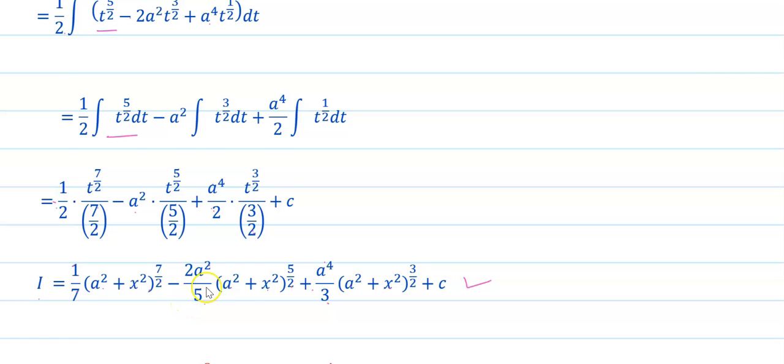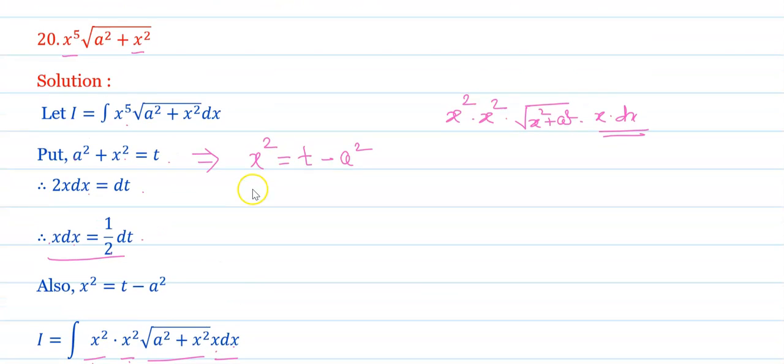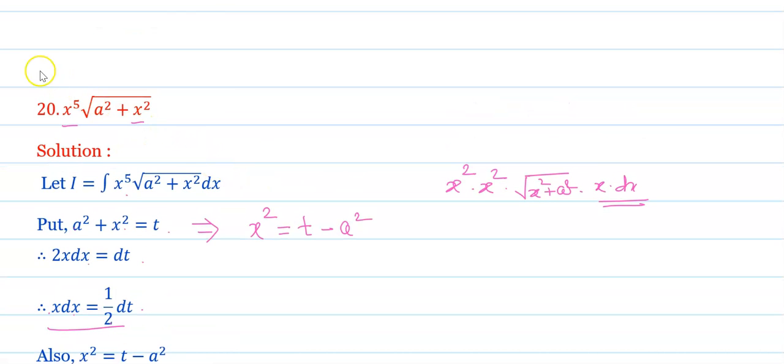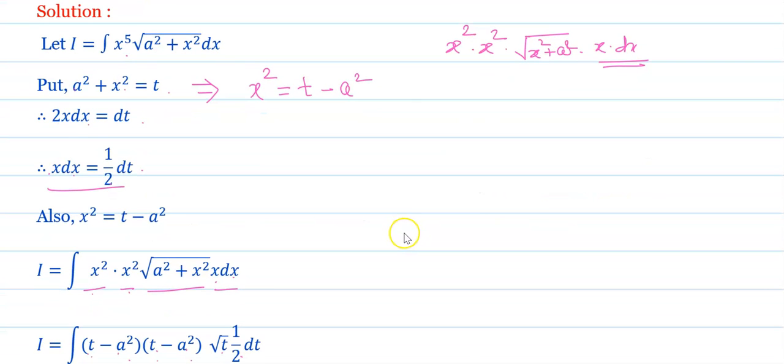Okay. Now see this here. Again, there is a small adjustment here. You can repeat it. That adjustment is important: x square into x square into x into dx.